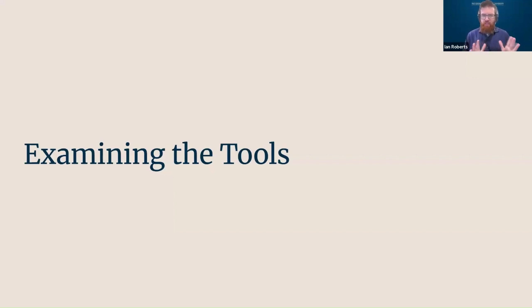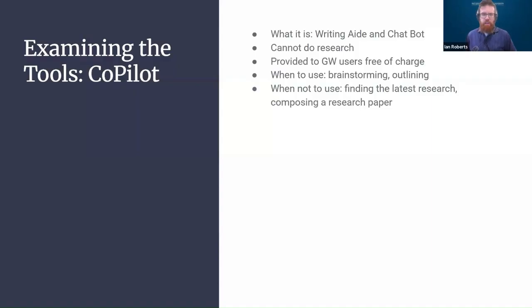We're going to look at 5 different AI research tools that are out there. This is not all inclusive. We just picked some of the more popular ones, as well as some that we liked. So the first one here, Copilot. This is a popular tool. It's offered to GW users free of charge. It's a writing aid and a chatbot. It's built on ChatGPT, plus I think a few other Microsoft models. And so it functions a lot like ChatGPT.